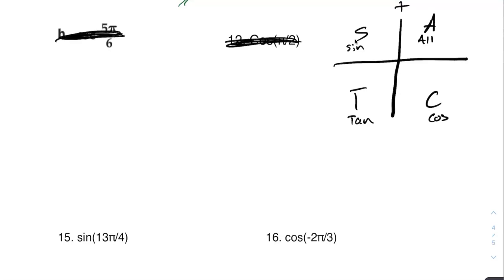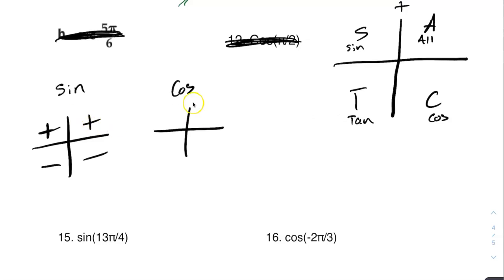So I need to talk about this. So sine. Where is sine positive? Well, it's positive in A because everything's positive in A. And it's positive in S because that's what S stands for, sine. So sine is positive on top, which makes sense because sine is the y values, and y values are positive on top. If they're positive on top, then it must be negative on the bottom. Cosine.